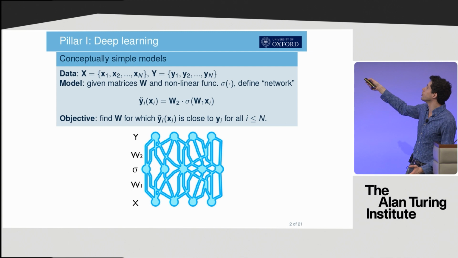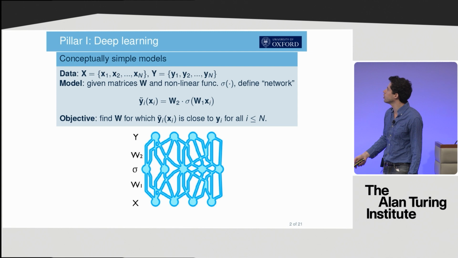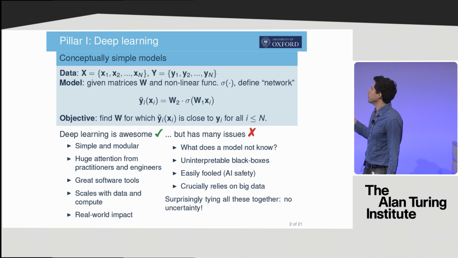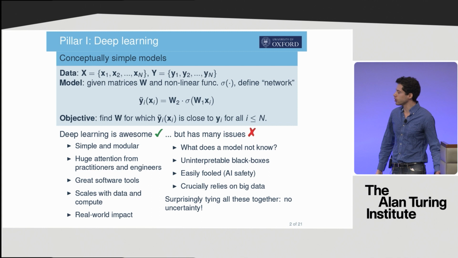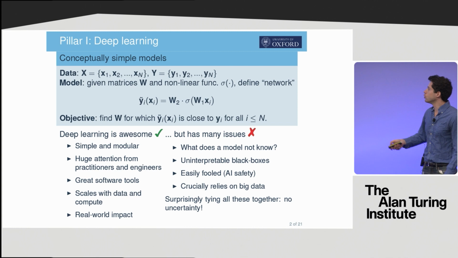I think we had a bunch of talks explaining what these things are, and we already saw some really good examples of why deep learning is pretty useful. These simple and modular building blocks allow us to build really complex systems, which got a huge amount of attention from practitioners and engineers over the past 7-8 years. That in turn gave us pretty good software tools that scale with data and compute and have had real world impact.